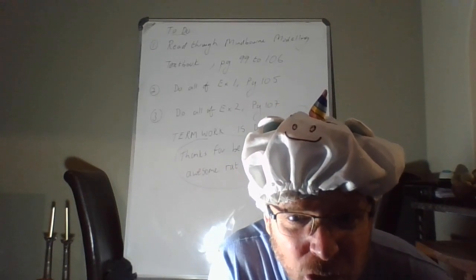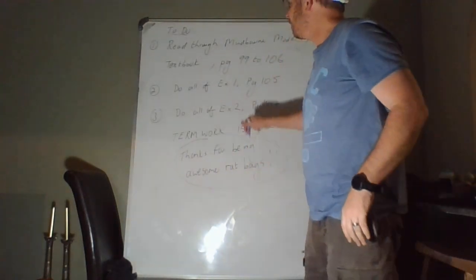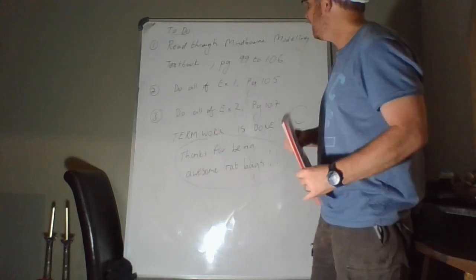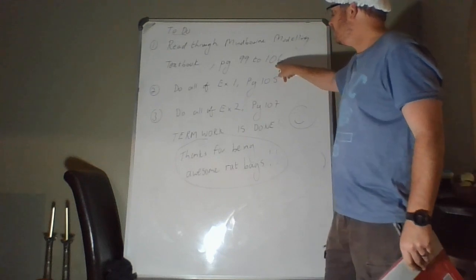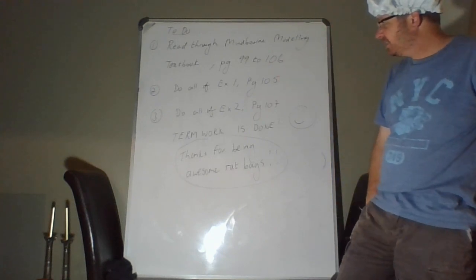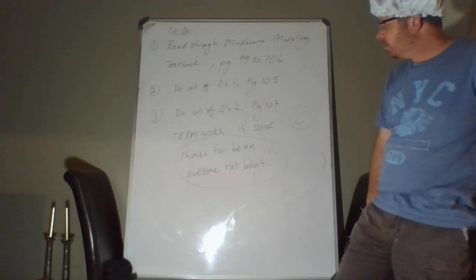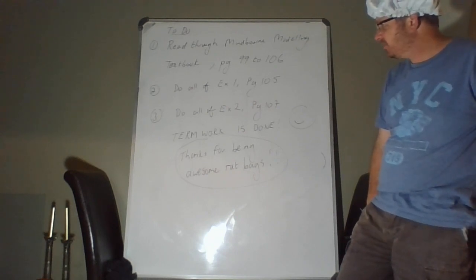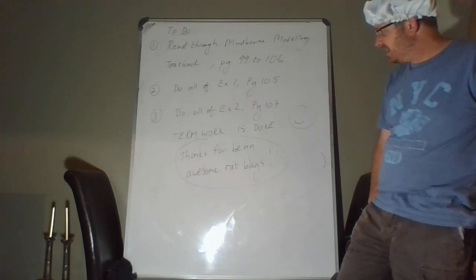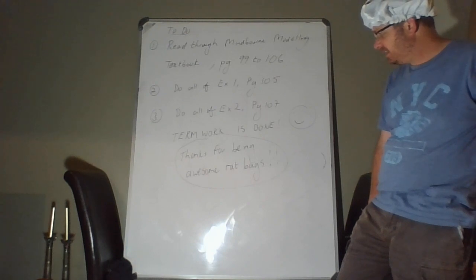Right, the last thing to do, okay, I want you to read through your Mind Action Series maths, the red one, the modelling textbook. I want you to have a look at the examples, page 99 to 106, and the notes. Don't have to write them down. Then I want you to do all of exercise 1 on page 105 and all of exercise 2 on page 107. I'll send you the work memo. And then, ladies and germs, your term work is done.